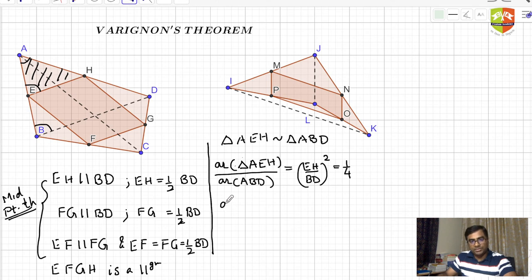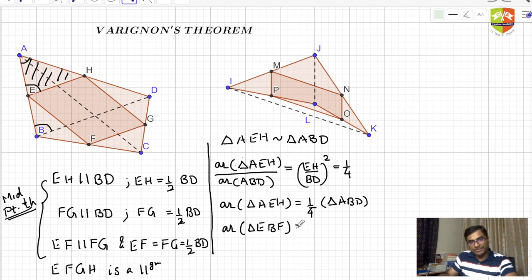So hence the first relation is: the area of triangle AEH is equal to 1/4 of triangle ABD, without any doubt. Similarly, you can say that the area of triangle, which one? EBF is equal to 1/4 of triangle ABC, right? Triangle A, B and C. This is the second thing. And third, the area of this triangle, this one here, is how much? FCG.